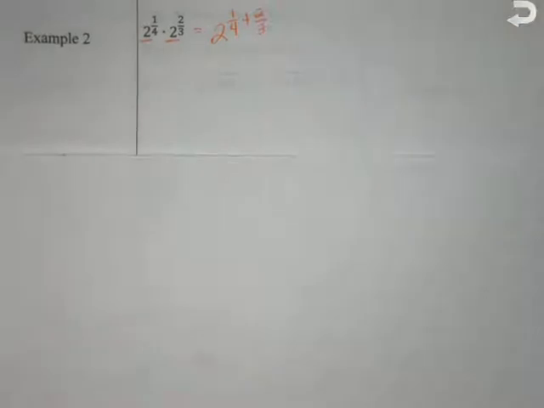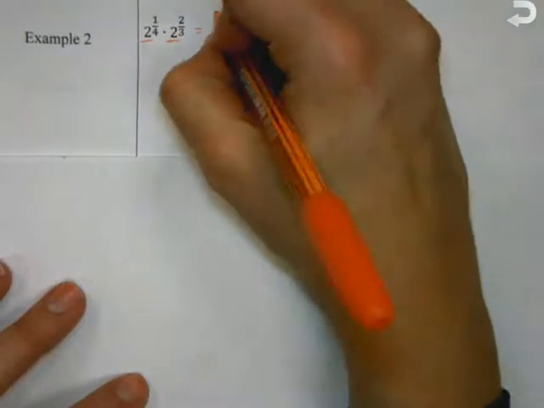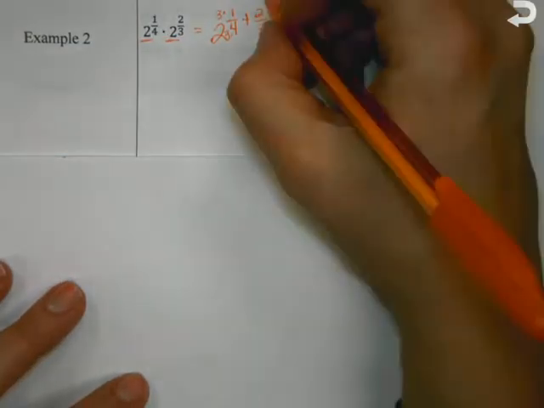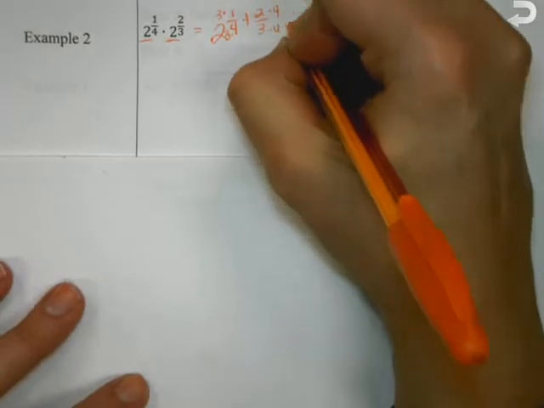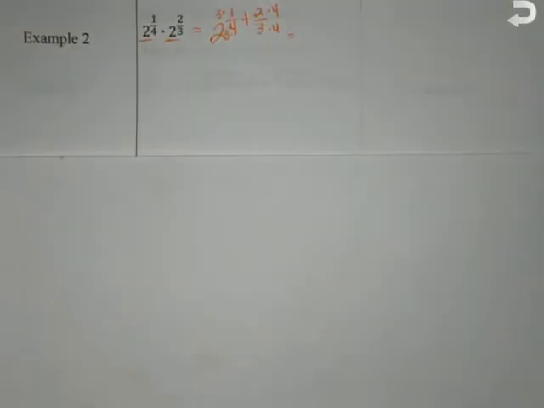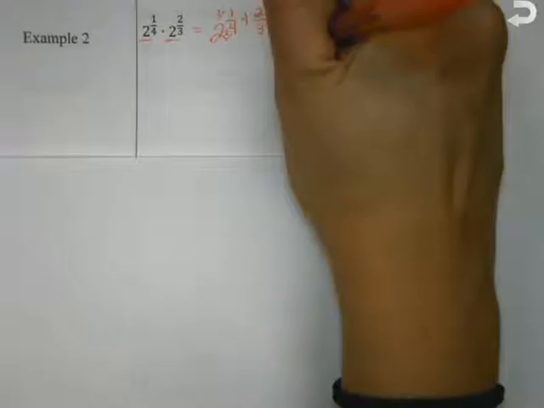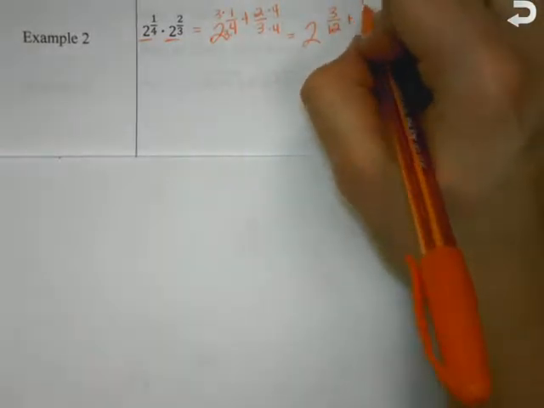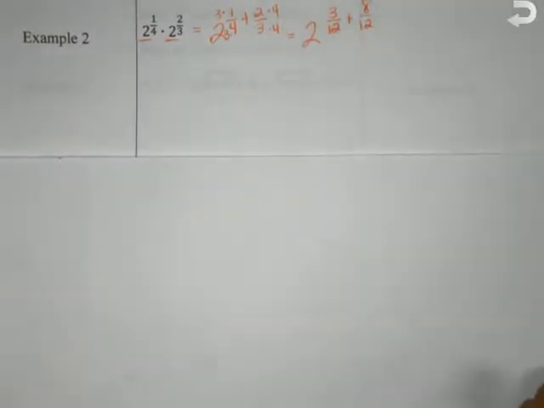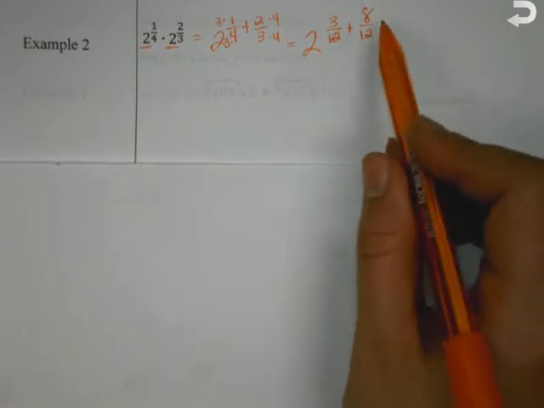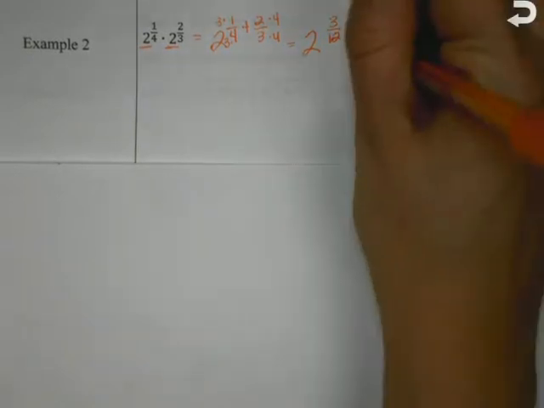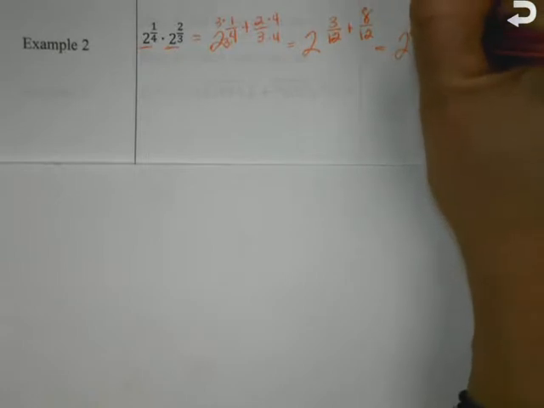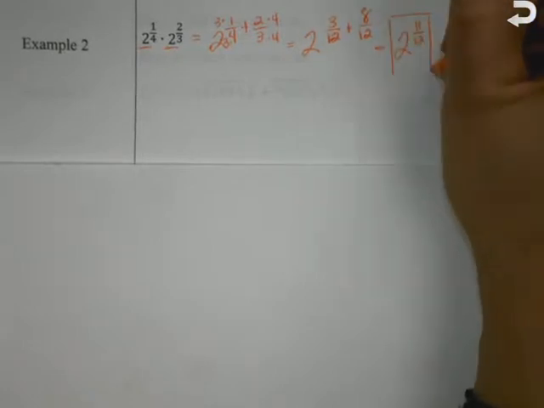So 1/4. What do I have to multiply to get 12? 3. So we multiply top and bottom by 3. What about 2/3? What do I multiply by? 4. So times 4 times 4. So I'm still writing it all out because I want to show all my steps. That's going to give me 2 to the 3/12 plus 8/12. So in my exponent, I have 3/12 plus 8/12. So that's going to give me 2 to the 11/12. And you can leave your answer like that as well. So all we're doing right now is simplifying.